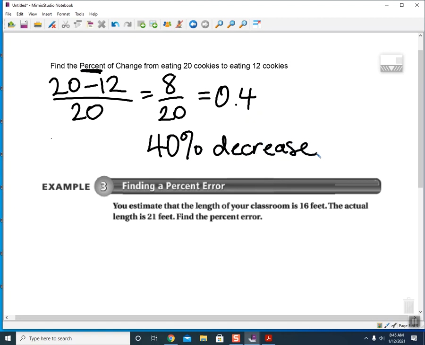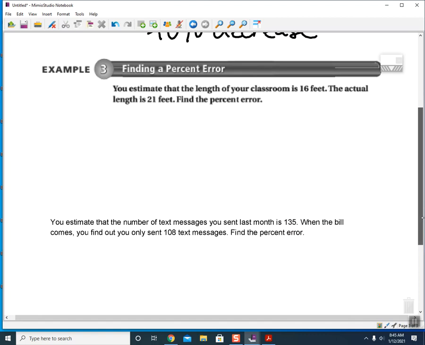Okay, that's percent increase and percent decrease. Now we're going to look at percent error. So you estimate that the length of your classroom is 16 feet. The actual length is 21 feet.